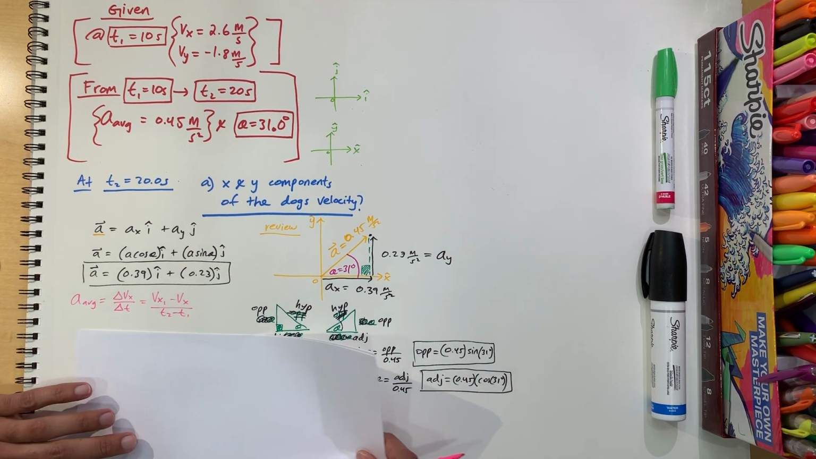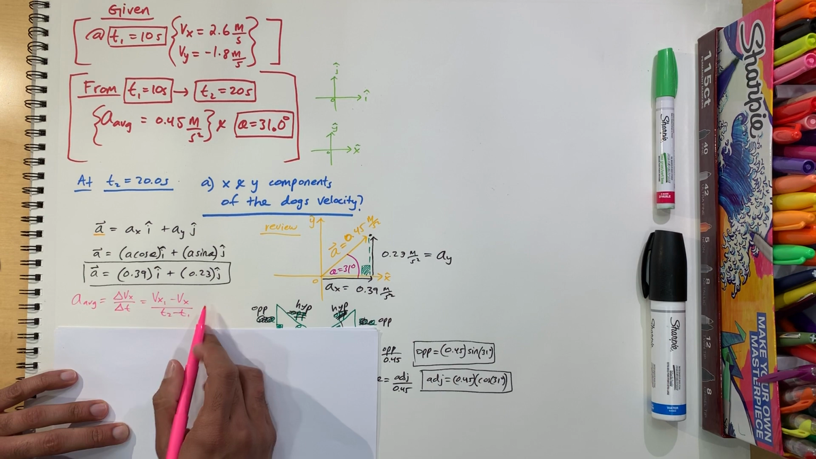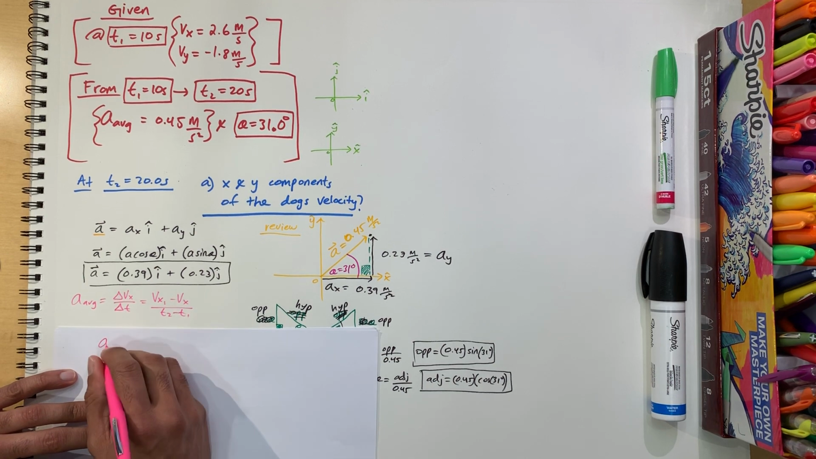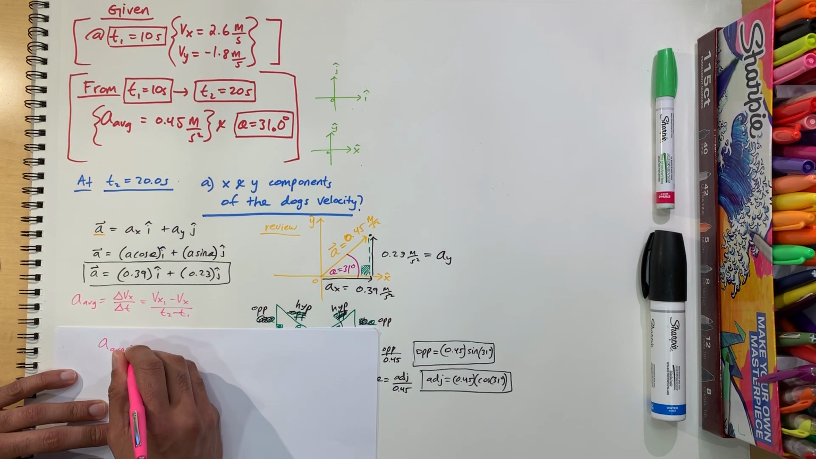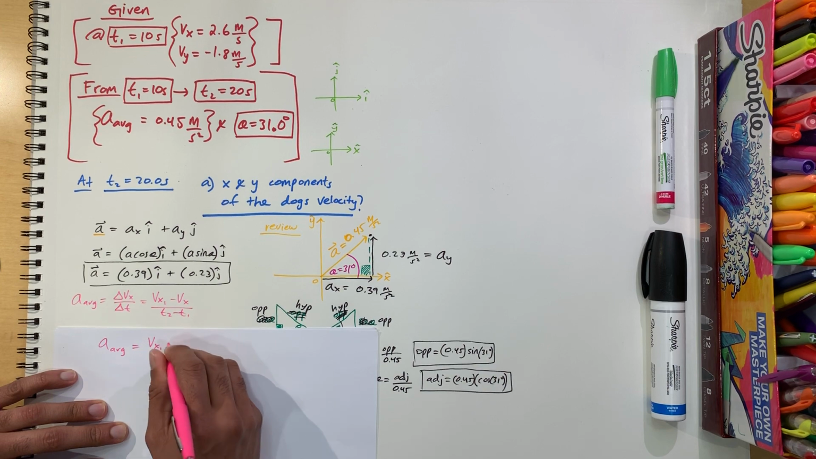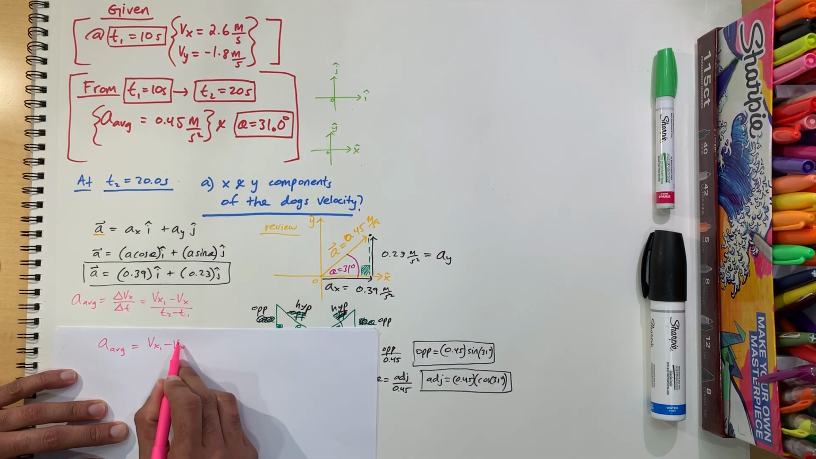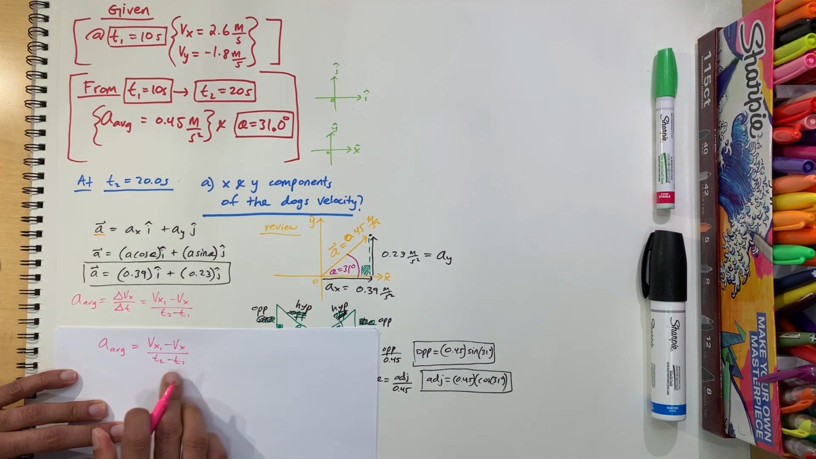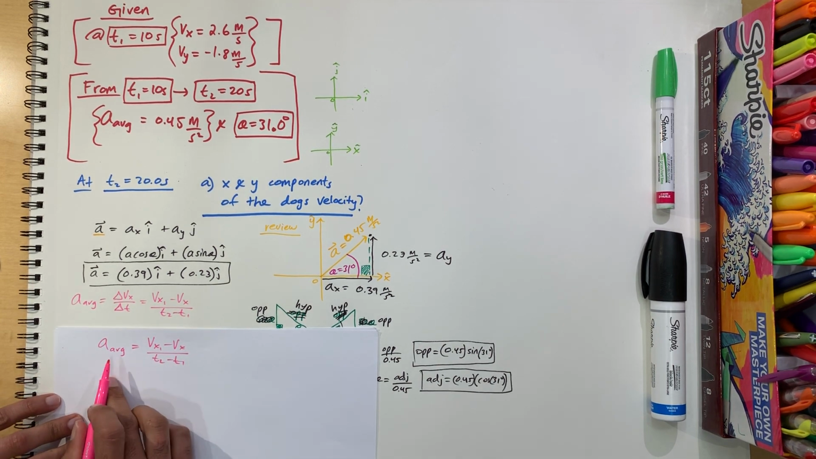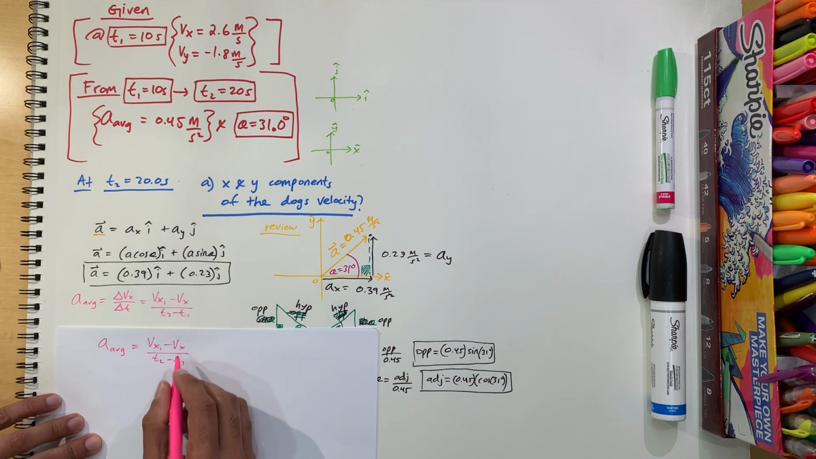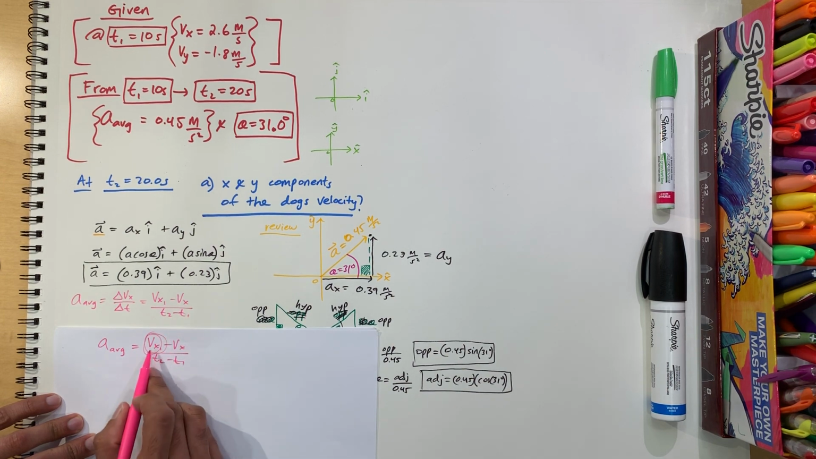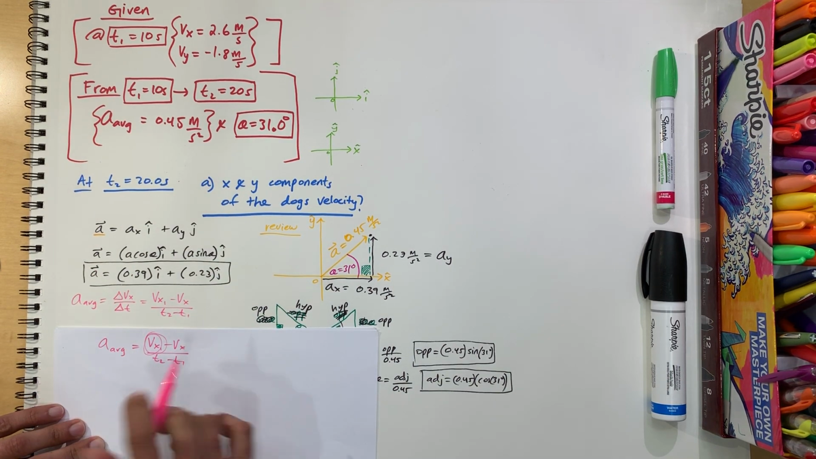I'm gonna do it like this to save some space. So we have here acceleration average equals Vx1 minus Vx, which is originally where he was at, and we have this now, right? Let's solve for this, which is the velocity where we first clocked him at 10 seconds. So I'm gonna pass this over, okay?